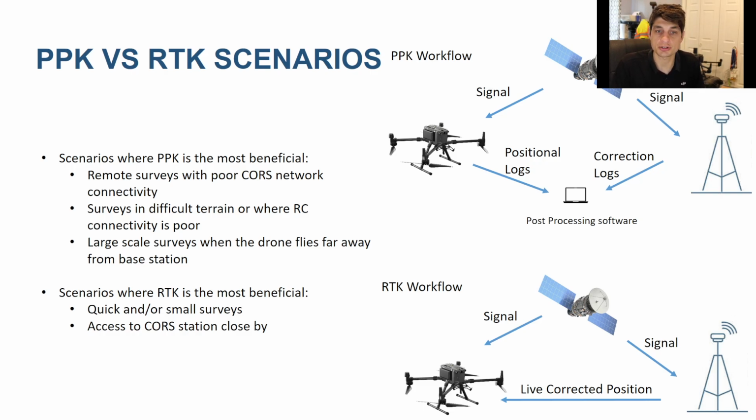Also, large area or large scale surveys where the drone may fly far away from the base station, you're getting less issue comparative to RTK, where you're seeing more drift the farther away from the base station you are. Scenarios where RTK is most beneficial: if you're trying to do quick or small surveys, if you're trying to pack lightly, you can just use your phone to hotspot and you don't have to mess with the base station. Or if you do have access to a CORS station that's close by.